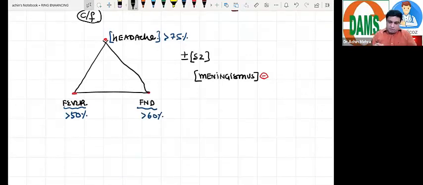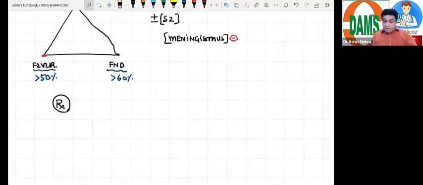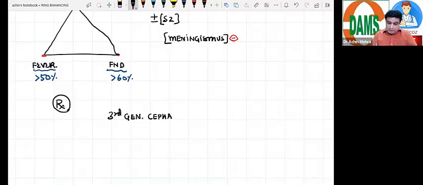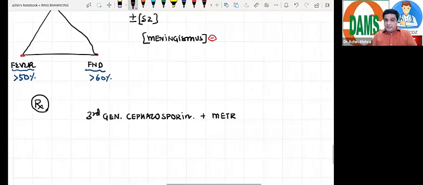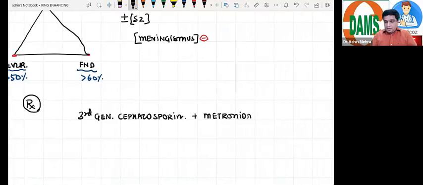Regarding the investigation, we'll talk about it once on how it looks on imaging. I'll just tell you about the treatment part. This is very important. It has been asked recently. The ideal drug that you consider for this patient is a third generation cephalosporin. Of course, ceftriaxone, along with metronidazole to give me anaerobic cover. How long should we give it? We should ideally give it for a duration of 6 to 8 weeks.